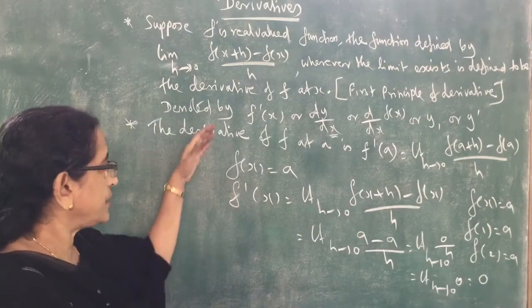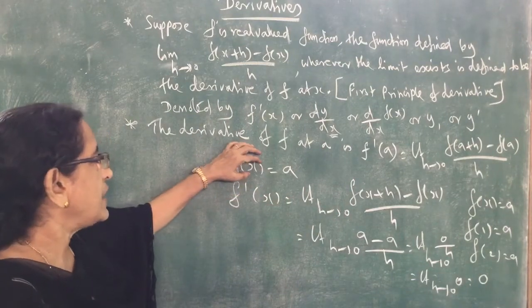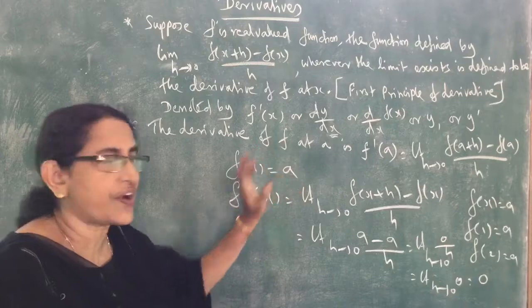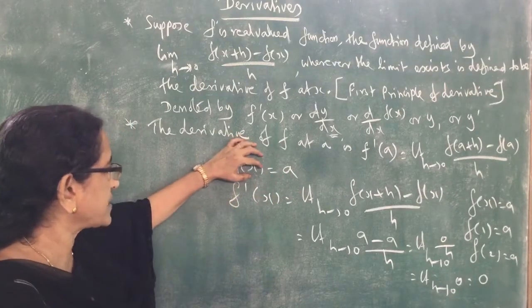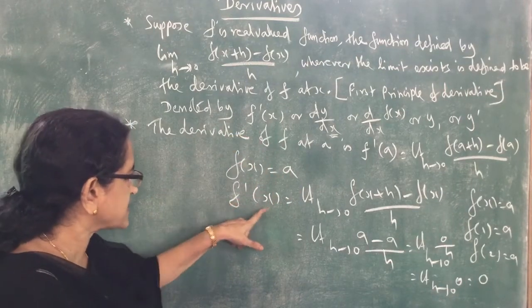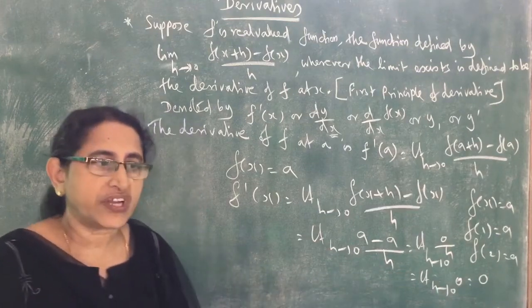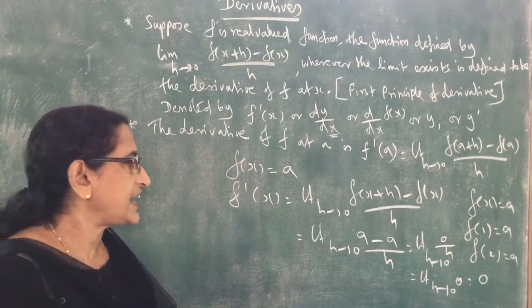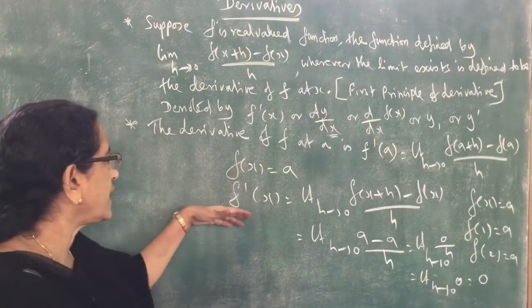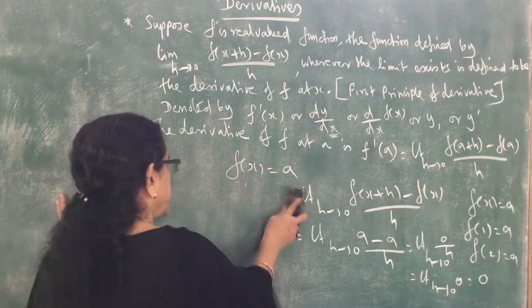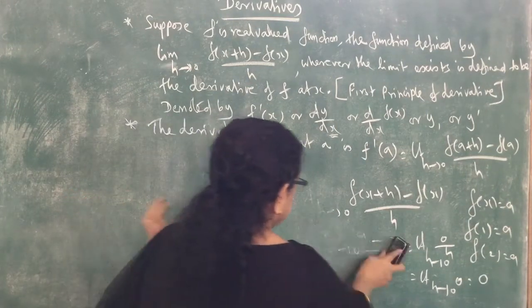So we got the derivative of f of x. When f of x is equal to a constant function, the derivative of f of x with respect to x, that is f dash x, equals 0. So the derivative of a constant function is equal to 0. Now we'll find the derivative of x, f of x equal to x.